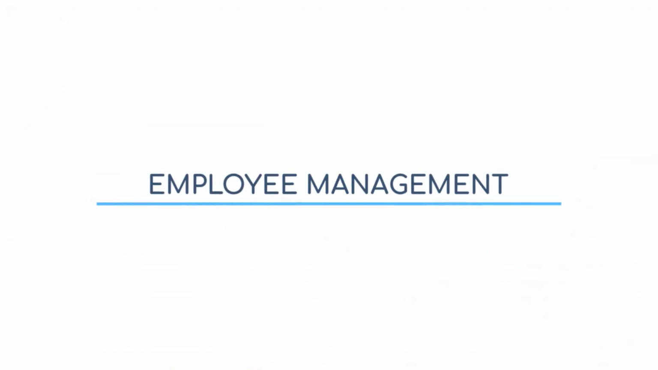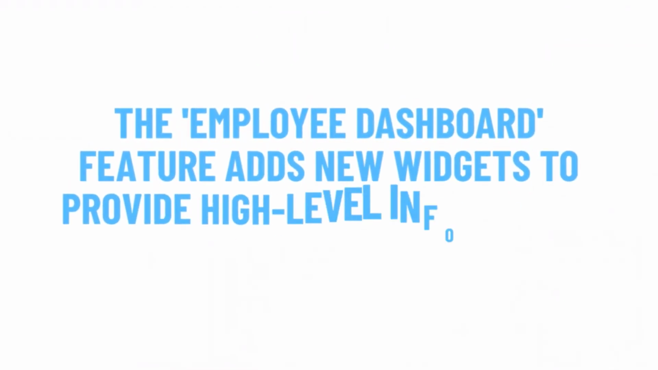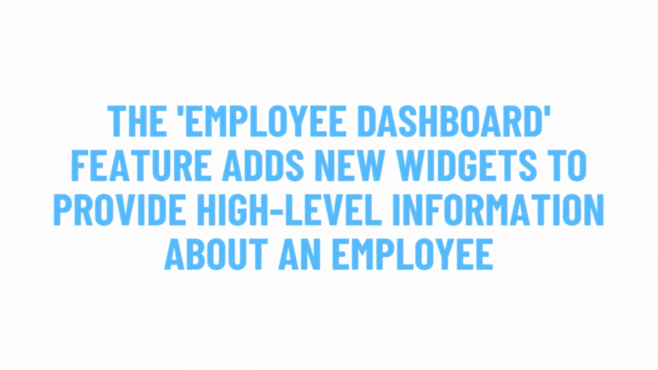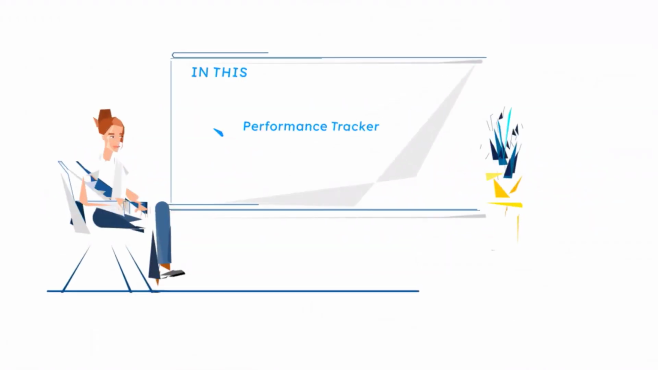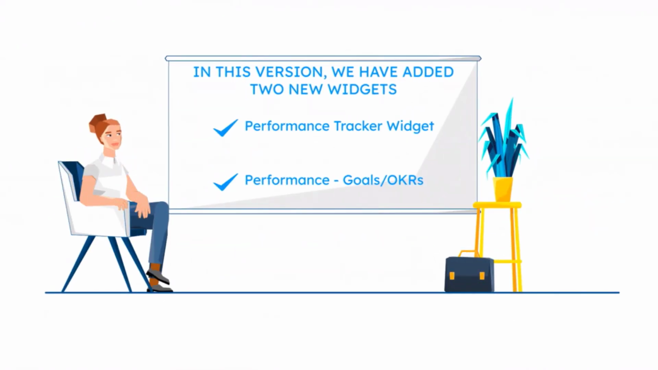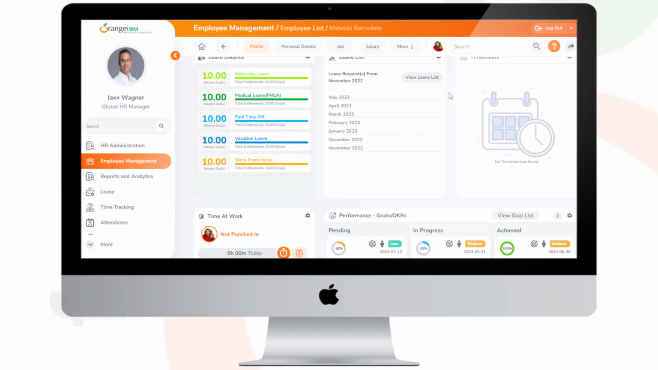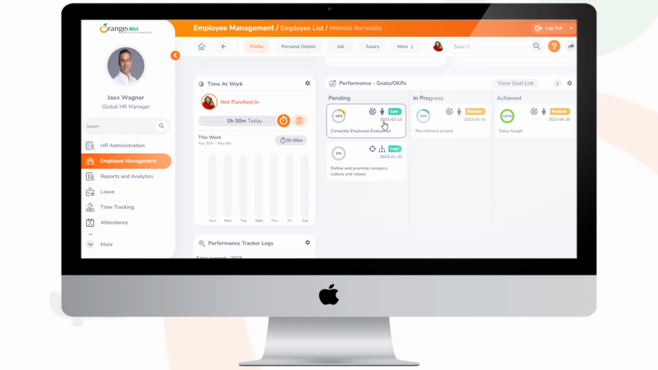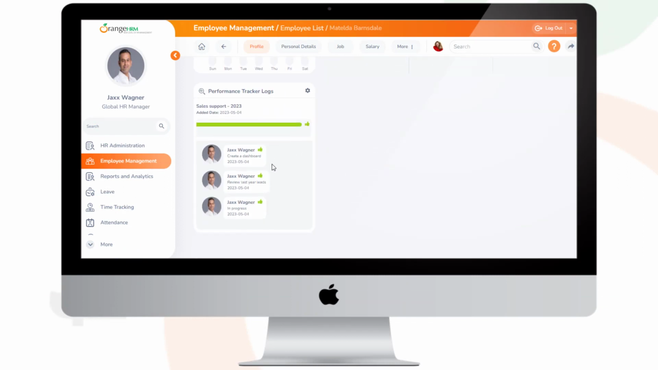Employee Management. The Employee Dashboard feature adds new widgets to provide high-level information about an employee quickly and easily. In this version, we have incorporated two new widgets: Performance Tracker Widget and Performance Goals/OKRs. In this way, you can now easily check the status of the goals in one single section.